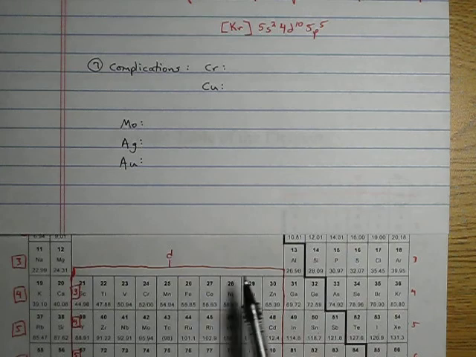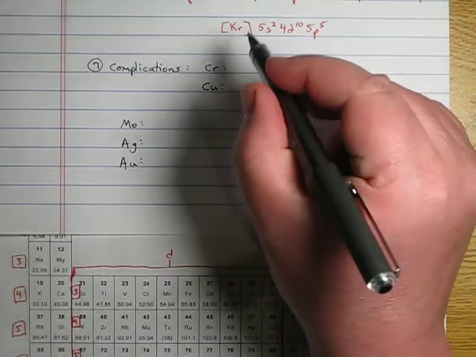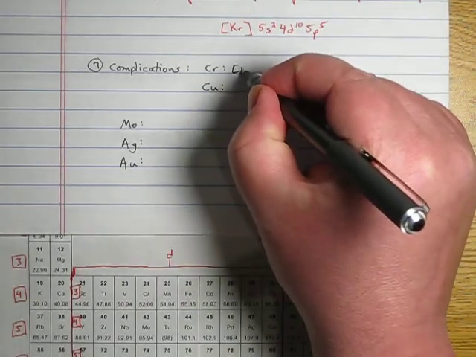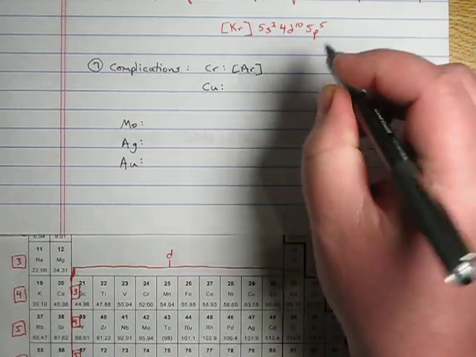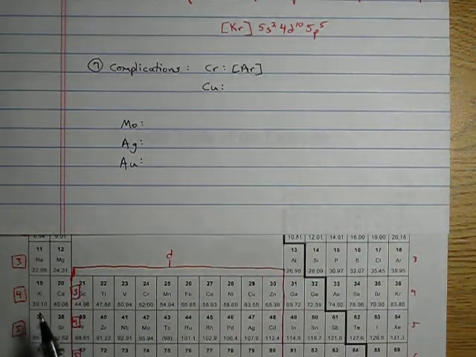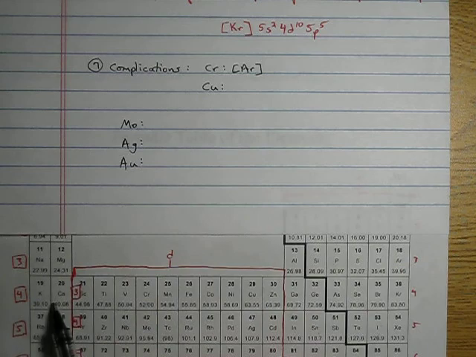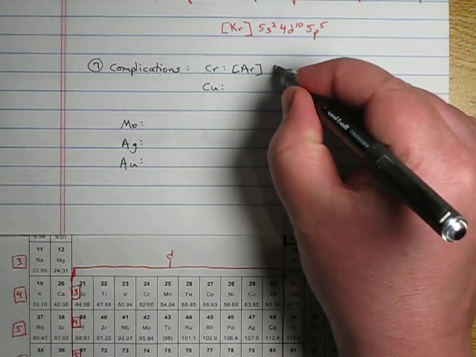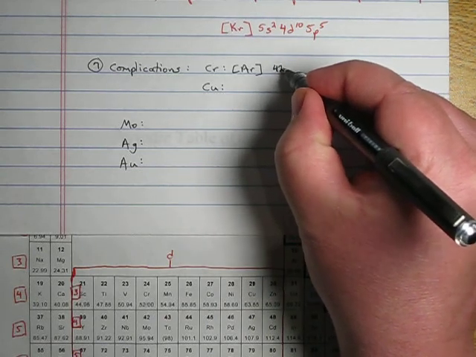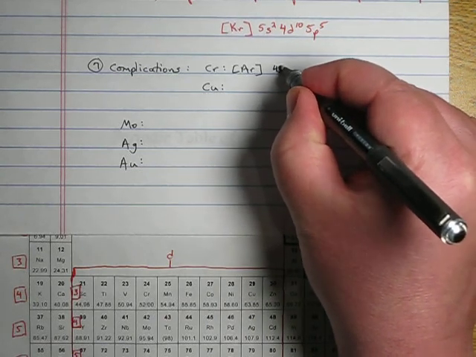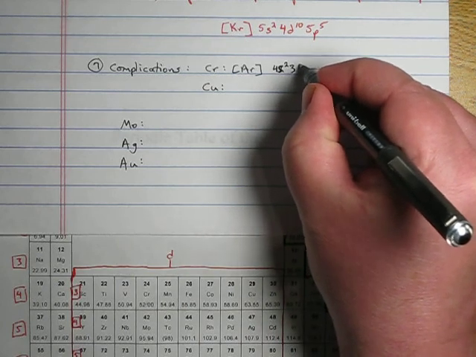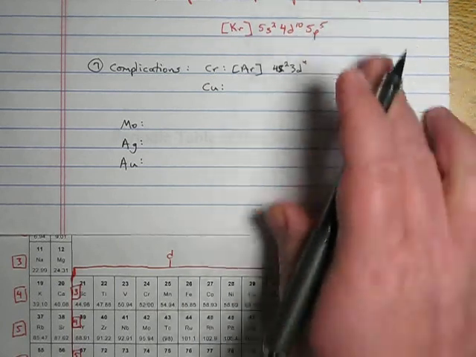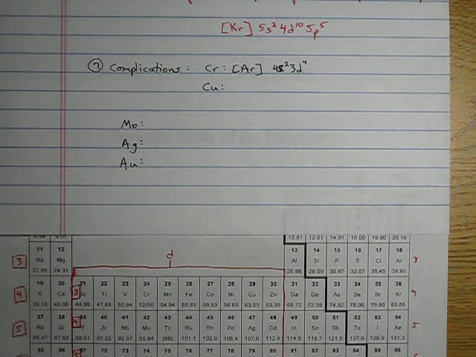The previous noble gas is argon. So with chromium here, we've got argon core. And then we would say, okay, argon core, then we've got 4s2, 3d, 1, 2, 3, 4. 4s2, 3d4. But then something is interesting here.